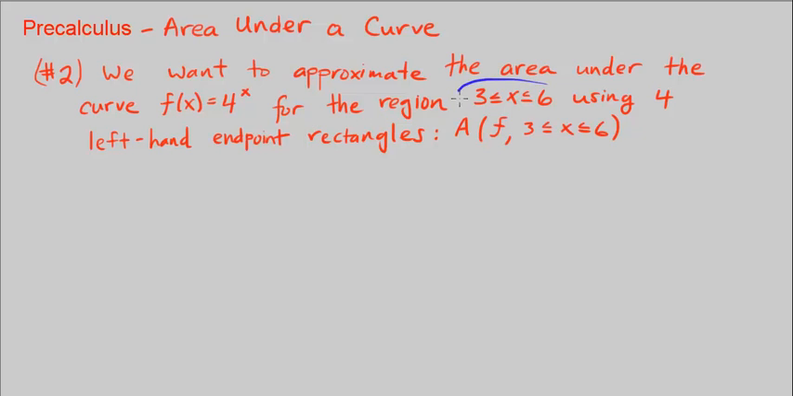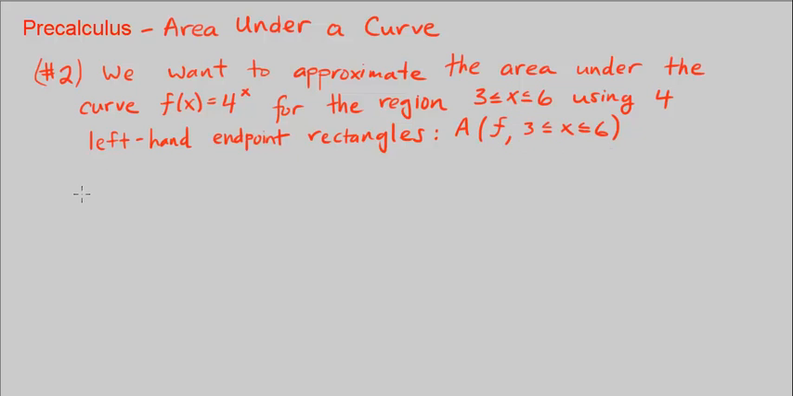For the region 3 is less than or equal to x is less than or equal to 6 using 4 left-hand endpoint rectangles. Okay, so this is what we want to find, the area underneath our function between the x-axis and our function from 3 to 6.